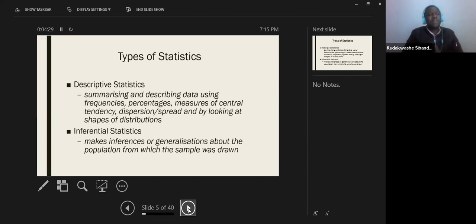Then there's a type called inferential statistics. Inferential statistics is used when you want to infer or make a generalization about a population, but you make that inference from a sample that you draw within that population, right? So those are the two types of statistics. In this course, we are going to look at mainly descriptive statistics.